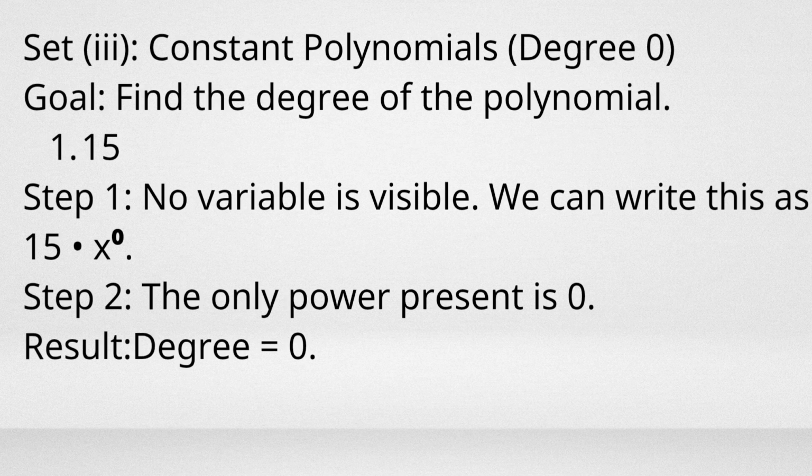No variable is visible. We can write this as 15 times x to the power of 0. The only power present is 0. Degree is equal to 0.